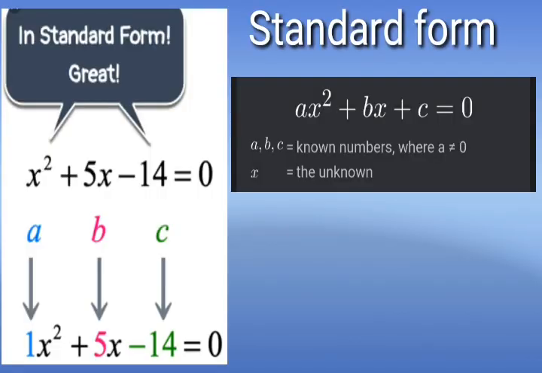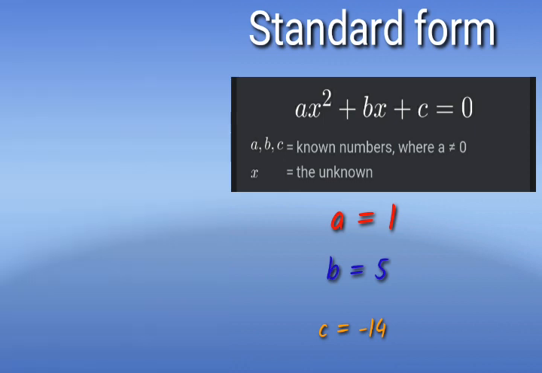Standard form. ax square plus bx plus c equals to 0 is the standard form of quadratic equation. When we compare the equation x square plus 5x minus 14 equals to 0 with standard form, ax square plus bx plus c equals to 0, we get a equals to 1, b equals to 5, c equals to minus 14. In this way, we will get the values of coefficient of x square, coefficient of x and the constant term.